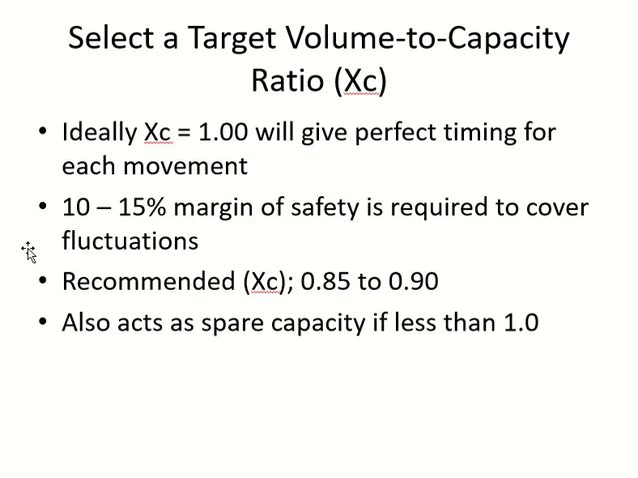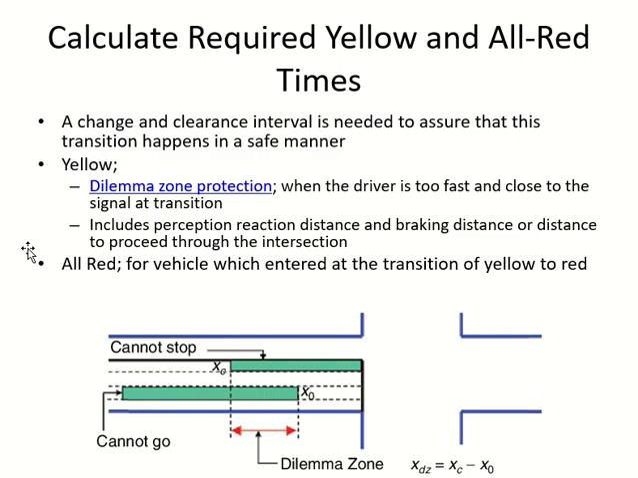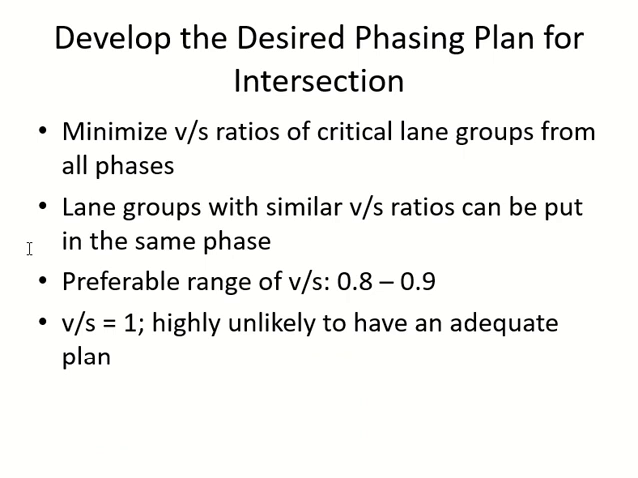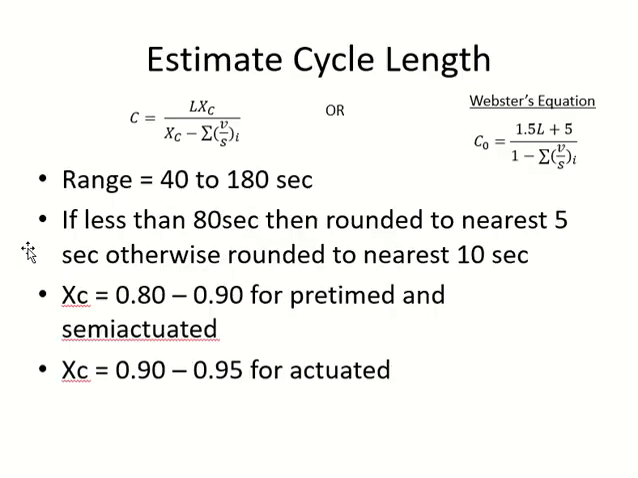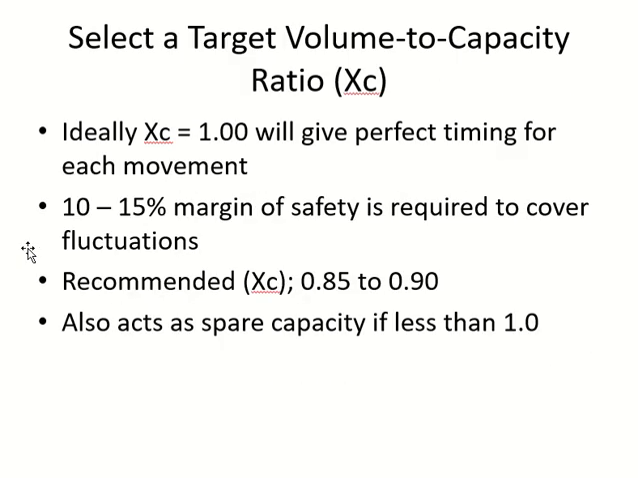Okay, then we select a target volume to capacity ratio. Now I explained earlier as well, we have a V by S ratio, volume to saturation flow rate ratio, and we have a volume to capacity ratio. What is the difference between them? Volume to saturation flow rate, volume to capacity. What is the difference between capacity and saturation flow rate?